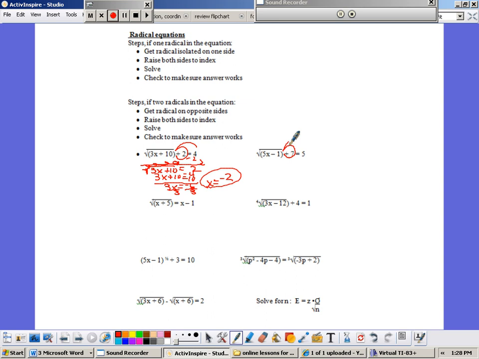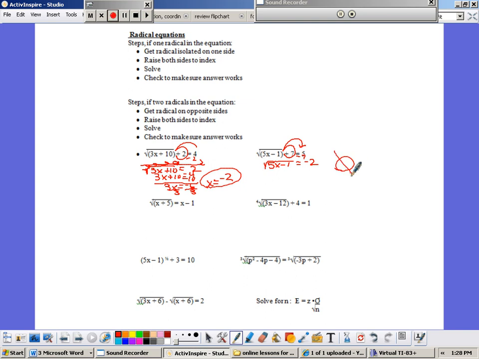Okay, I'm going to pick up the 7 and move it over. The square root of 5x minus 1 equals negative 2. Now, I can continue with this if I want to, and I will get an answer, but it's not going to work. And the reason I know it's not going to work is because I have an even index, and it equals a negative number. And an even index cannot equal a negative number. So this is no solution.